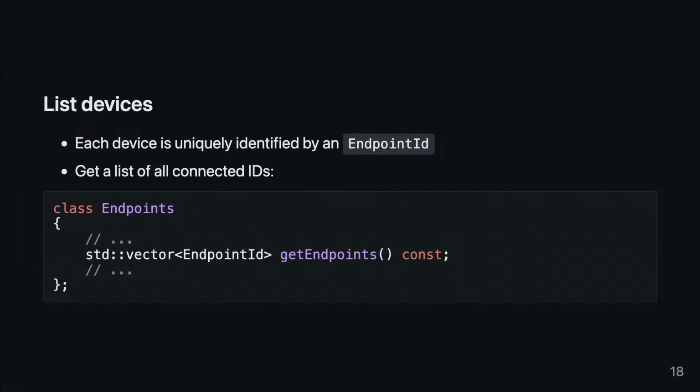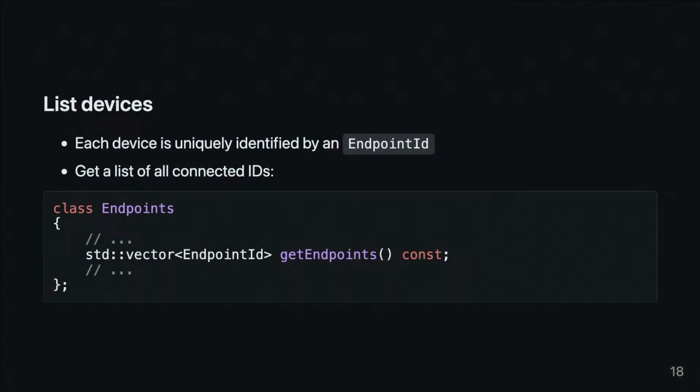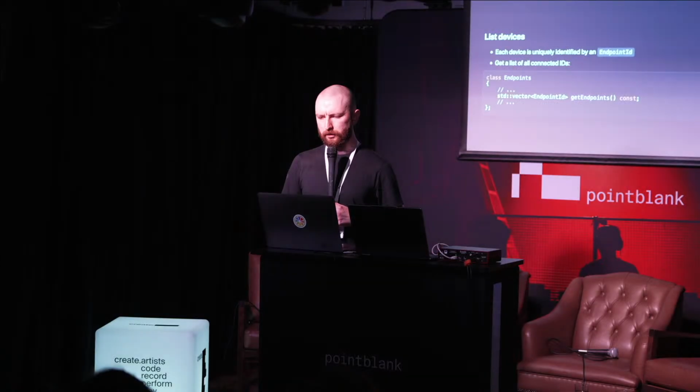So to find out what devices are connected, there's a pretty simple function we just call getEndpoints. This is going to return a vector of identifiers for each of the devices that we know about. And it's important that these are identifiers. This isn't any further information. This is just a unique ID for each endpoint.